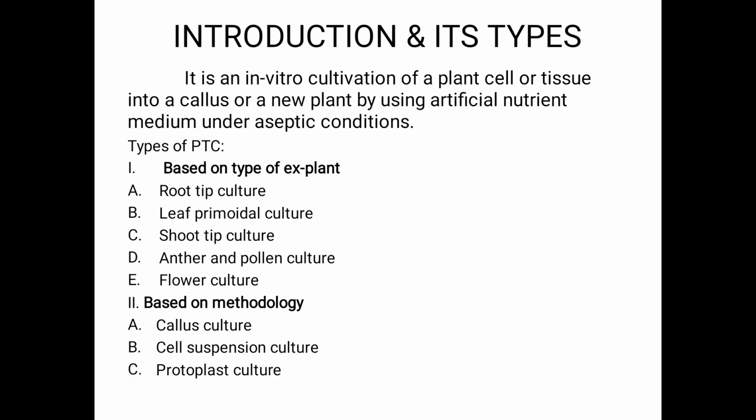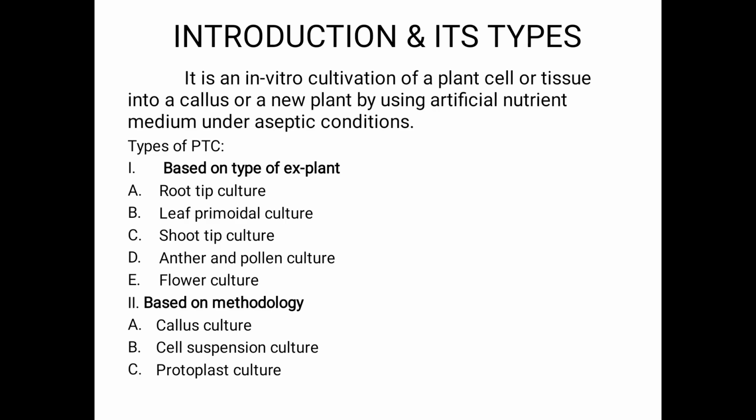Number 2, cell suspension culture. In callus cultures, generally we will be using a solidified nutrient medium. Solid nutrient medium. Okay. If you are using a liquid nutrient medium, then that will come under cell suspension culture. So in cell suspension culture, you will be using only liquid nutrient medium. You won't use solid medium. Fine. Number 3, protoplast culture.